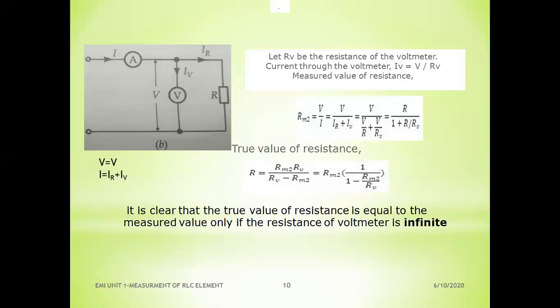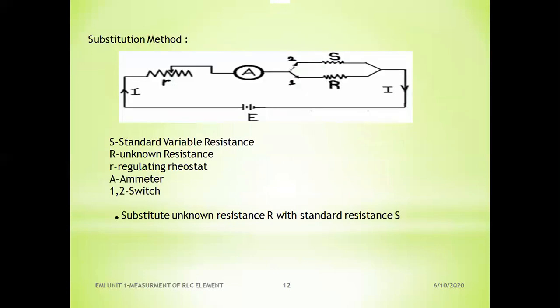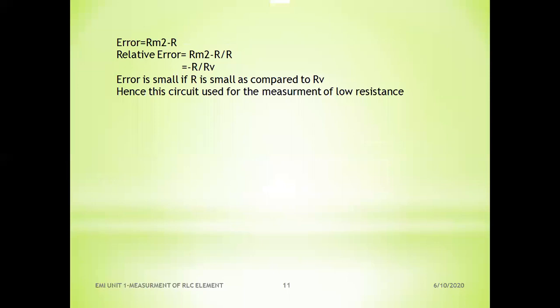But this is not possible because the resistance of a voltmeter is never infinite. That's why it gives some kind of error, which is given by Rm2 minus R, and the relative error we get is minus R divided by Rv. So this error is small when the unknown resistor is small compared to Rv. Hence we can say that we use this method for the measurement of low resistance.